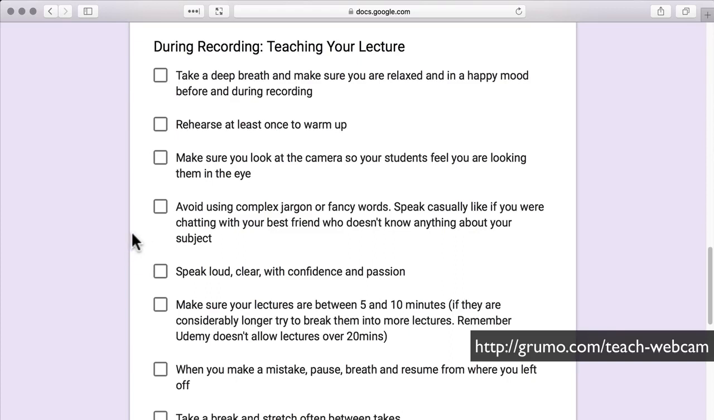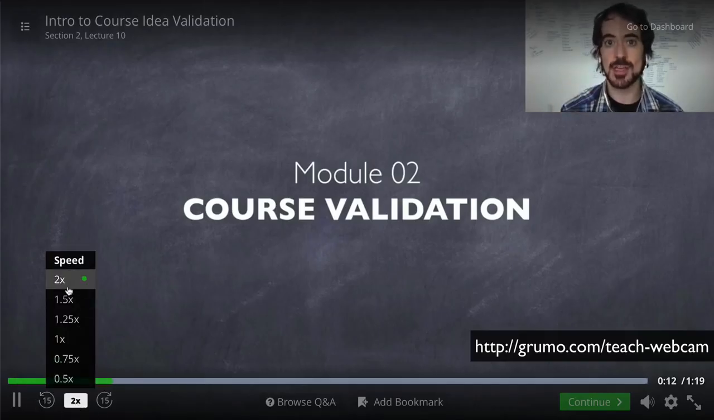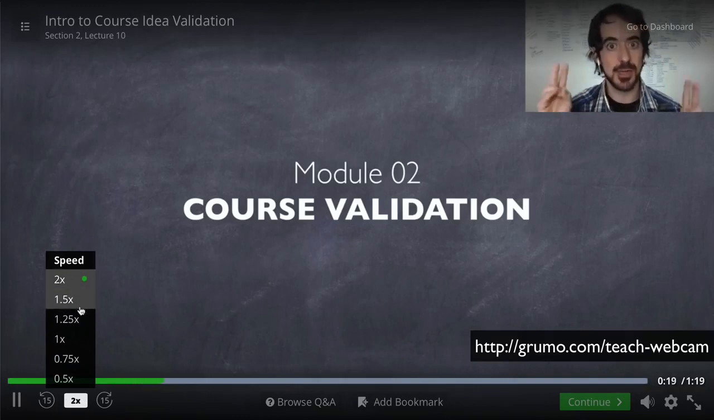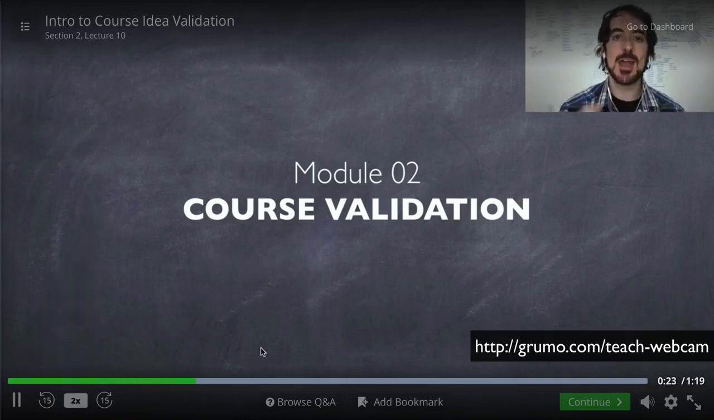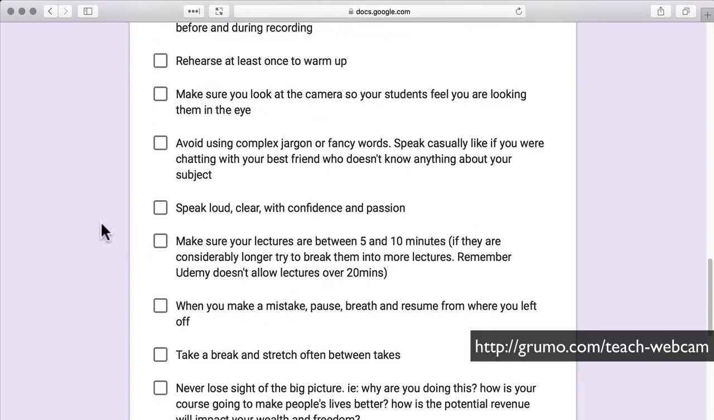Speak loud and clear with confidence and passion. Try not to mumble or speak too fast. In fact, it's probably better to speak slower than too fast, because you can always speed up these videos nowadays on Udemy or on YouTube, right? You just click twice the speed or 1.5 times the speed, and if it's too slow, people can speed it up. And the other way around, if you speak too fast, slowing things down actually sounds pretty weird. So better speak slow than too fast.